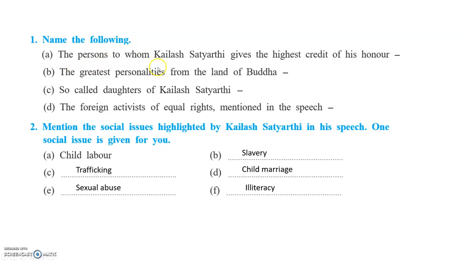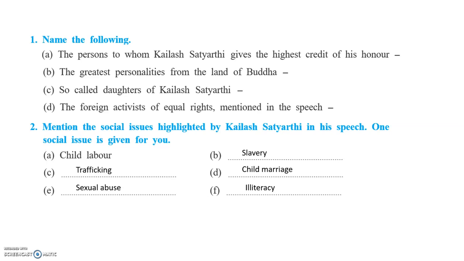Now the objective question here is, name the following: the persons to whom Kailash Satyarthi gives the highest credit of his honor. You'll find it on page number 78. It's a direct answer there, and all the names of those persons are given. You have Kalu Kumar, Dhoom Das, Adarsh Kishore, and Iqbal Masih.